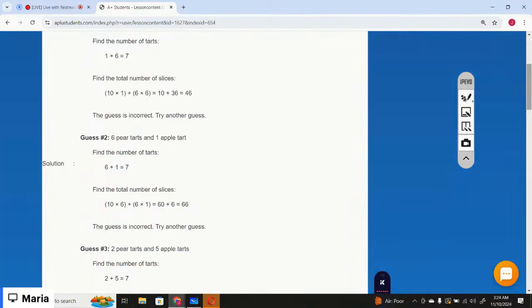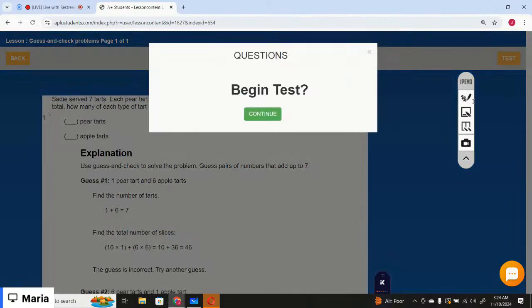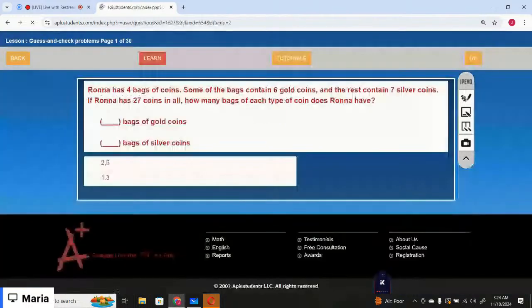Okay, let's just start with the test questions. Rona has 4 bags of coins. Some of the bags contain 6 gold coins and the rest contain 7 silver coins. If Rona has 27 coins in all, how many bags of each type of coin does Rona have?